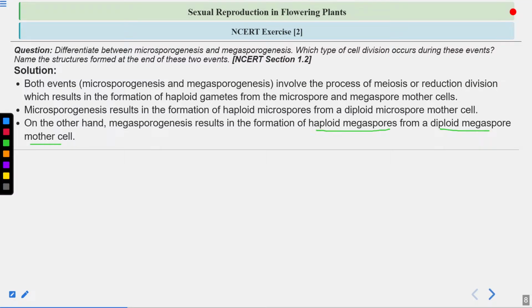So this was the question. Name the structure formed at the end of these two events. What are these two events? Microsporogenesis and megasporogenesis. The end product of microsporogenesis is the haploid microspores, and the end product of megasporogenesis is the haploid megaspores. This you should remember. Okay, so this is the elaborated answer for all these three questions, that is question number 2 from section 1.2. Let us move to our next question.